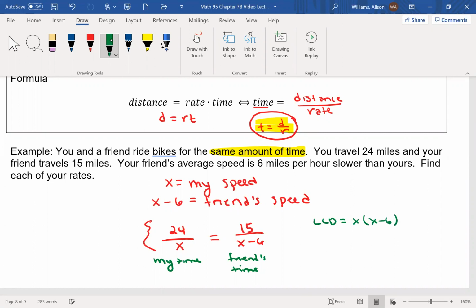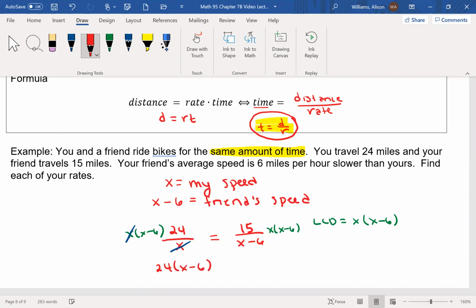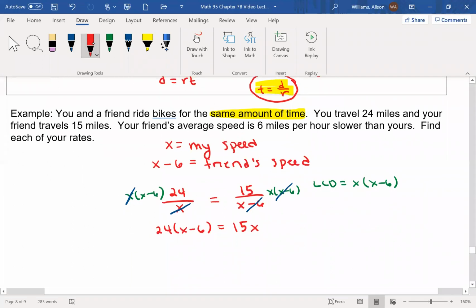I'm going to go ahead and erase all this extra work here, so I don't need that on my screen. And I'm going to multiply by x times x minus 6. That's going to cancel x and leave me with 24 times x minus 6, which I'll distribute in just a second. Over on the other side, x minus 6 is going to cancel, and I'm going to be left with a 15 and an x.